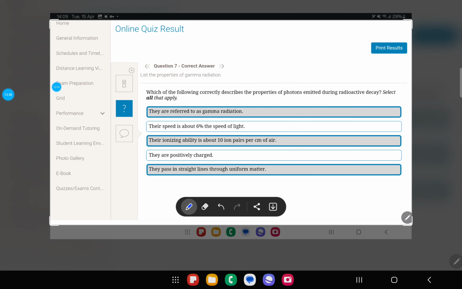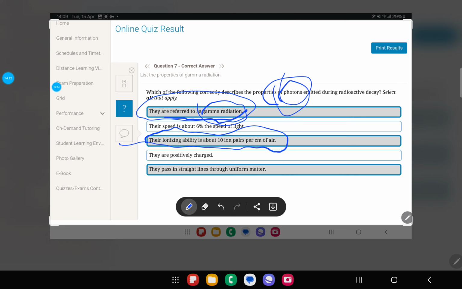So now, it's good. Okay, they are referred to as gamma radiation, because gamma is, anyway. So yeah, photons are the same as gamma radiation. Okay, and what I mean is that photons in radioactive decay are basically gamma radiation. And their ionizing ability is just about 10 ion pairs per centimeter of air.